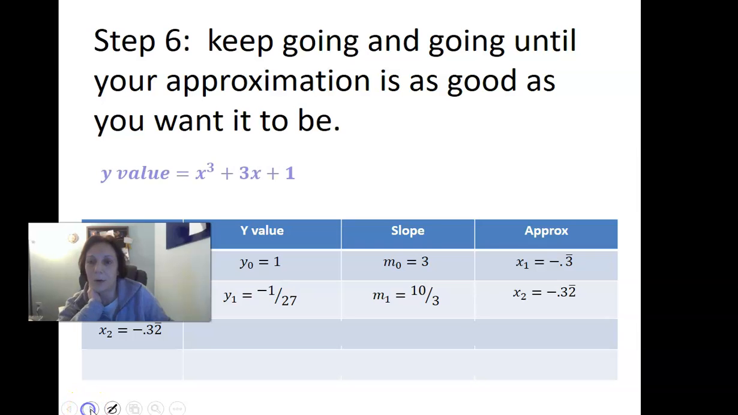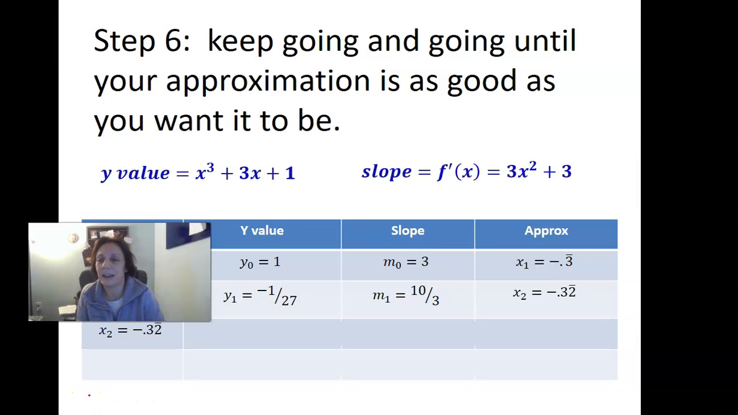So again, I want to make sure you keep these formulas handy. Your y value is always going to come from your equation, your original function. Your slope is always going to come from the derivative. So keep those two formulas handy. Notice again, I took my second approximation and brought it down here because I'm just going to start from scratch with it.